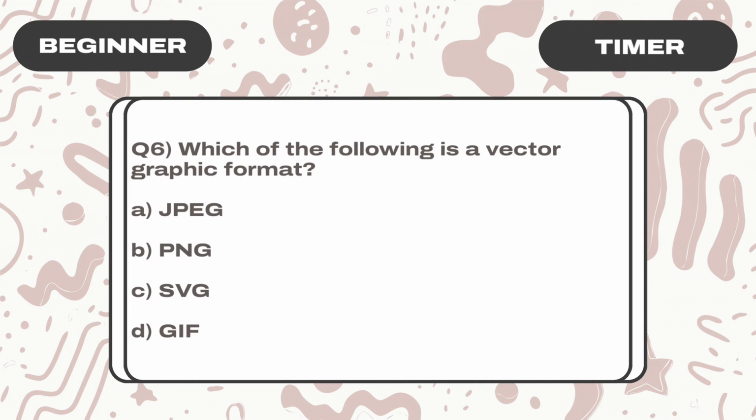Which of the following is a vector graphic format? JPEG, PNG, SVG, GIF.